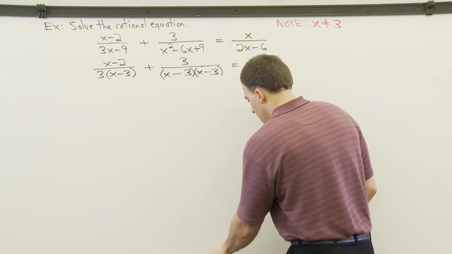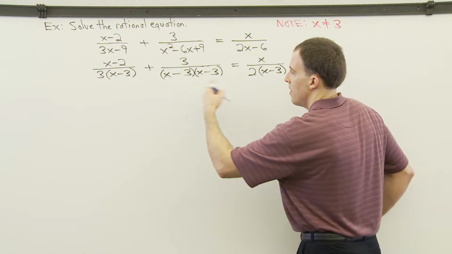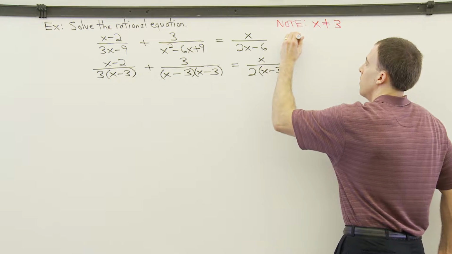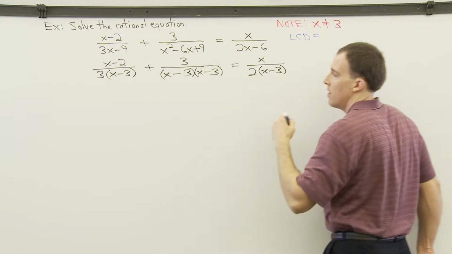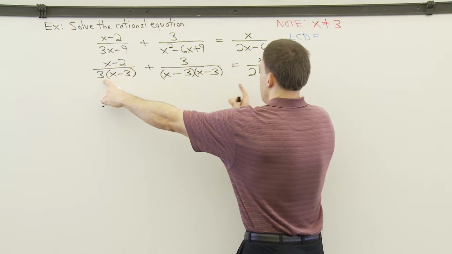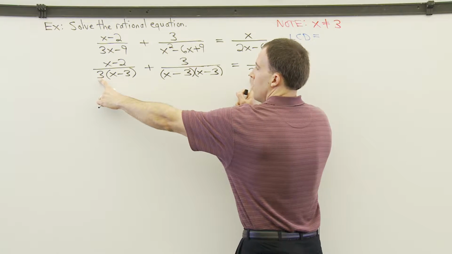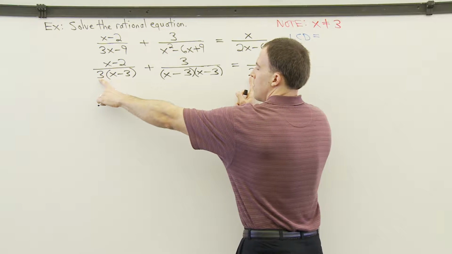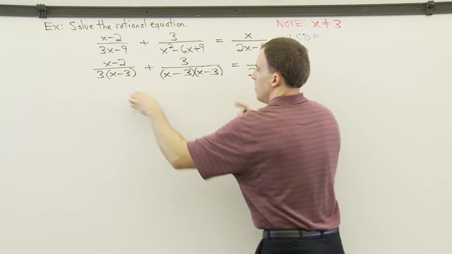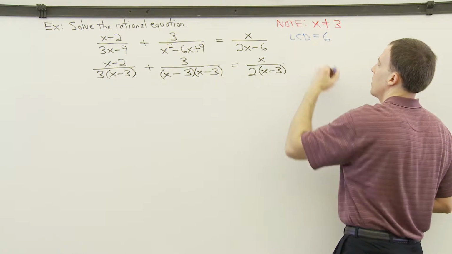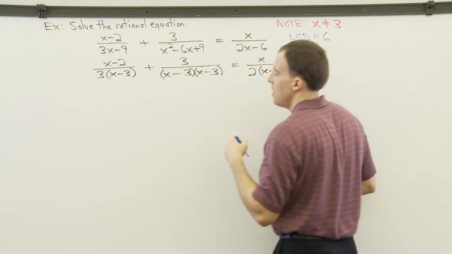Next thing to do is to multiply both sides of the equation by the least common denominator. So I'm going to write down what I think the least common denominator is. We have a 3 and a 2. The least common denominator always is the least common multiple of all of your denominators. So the least common multiple of a 3 and a 2 is 6. We need a 6 in the LCD.